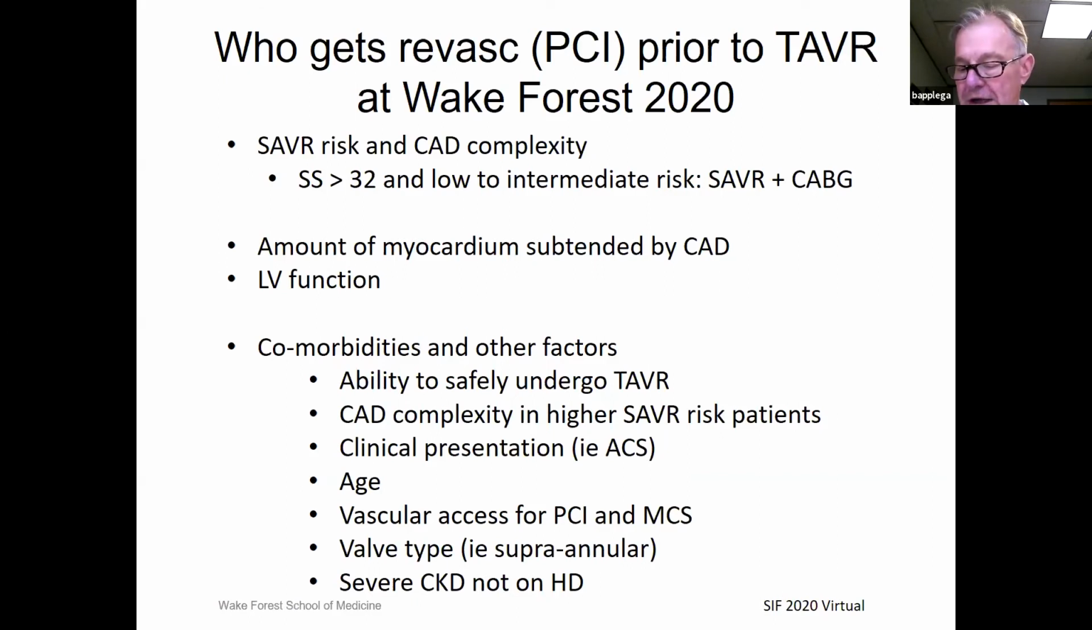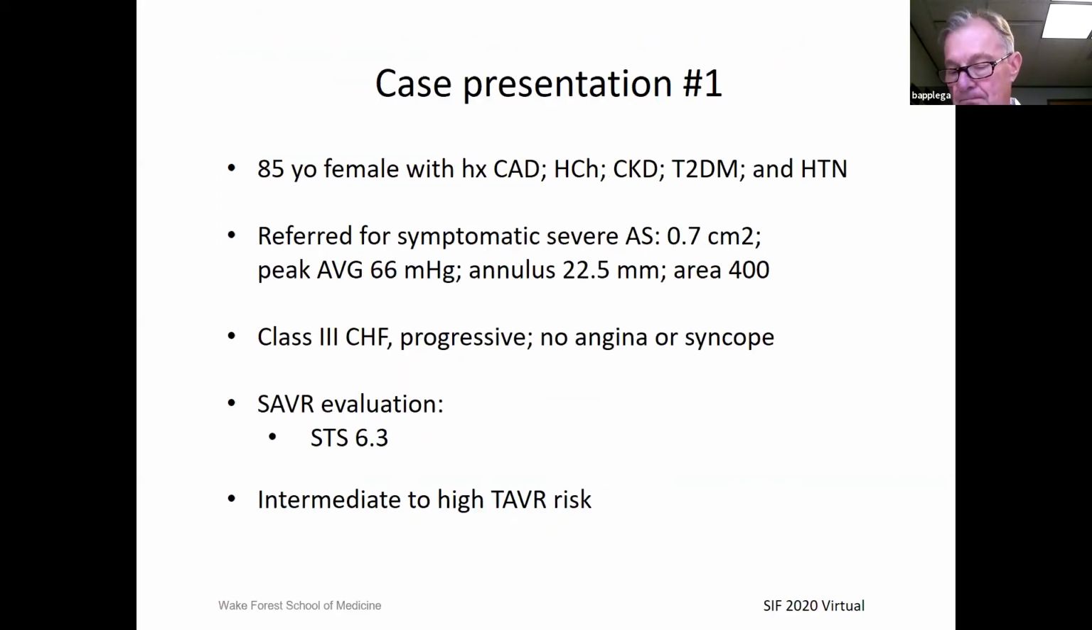We will look at two cases which illustrate the individualization that occurs during the decision to perform PCI prior to TAVR. Case number one is an 85-year-old female with symptomatic severe aortic stenosis and with multiple comorbidities, STS score of 6.3, and deemed intermediate to high risk for TAVR.